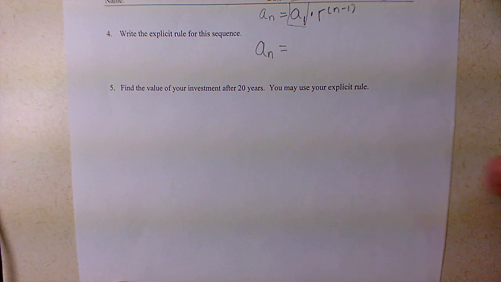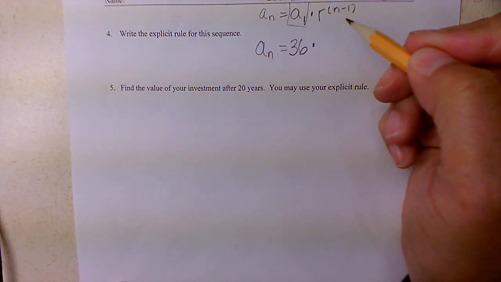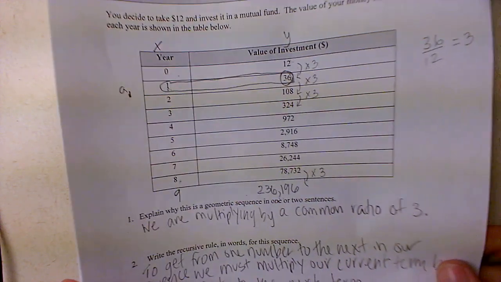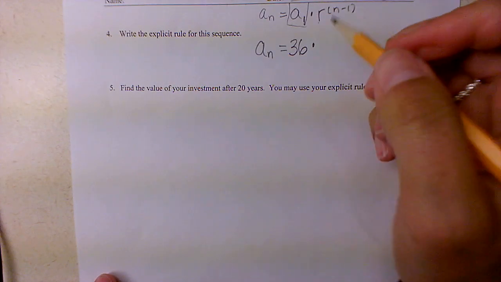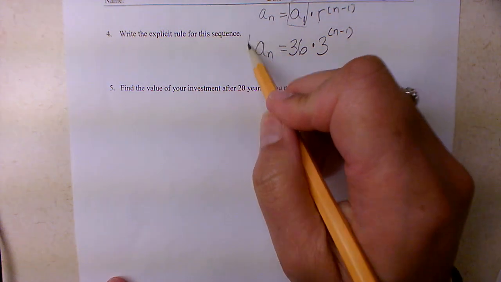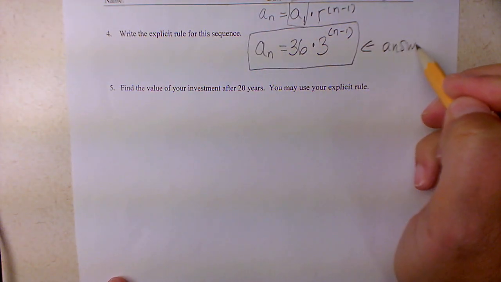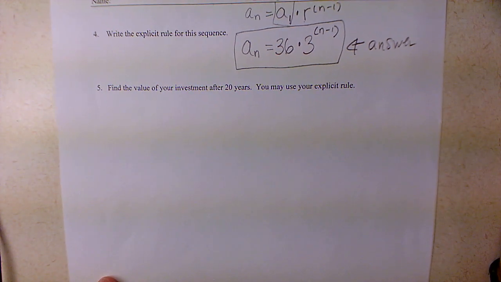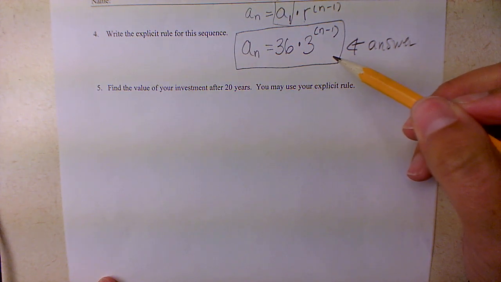So let's go back over here and write 36 times r. R is our common ratio that we multiplied by. And as you can see, our common ratio was 3. So we do times 3 raised to the n minus 1. And this right here is our answer. That is our answer. Okay, so that is the explicit rule right there.